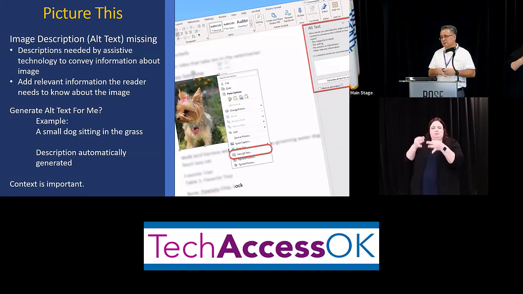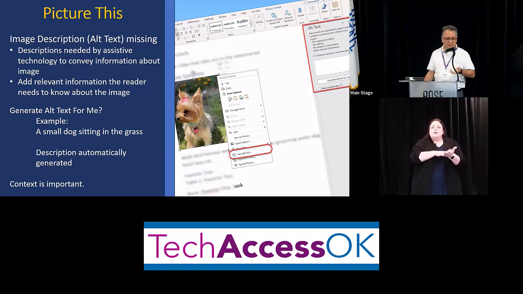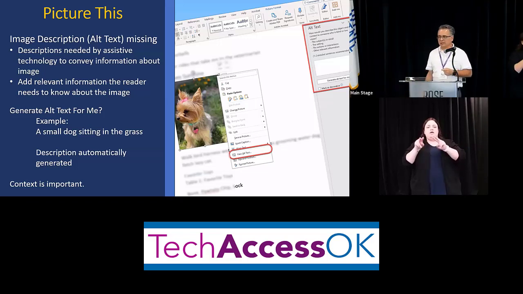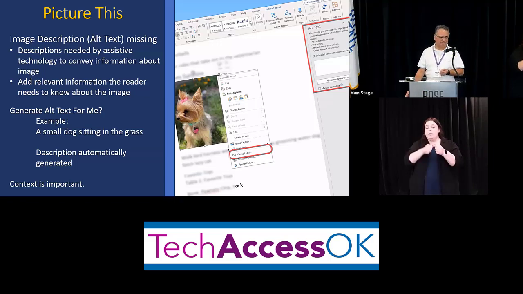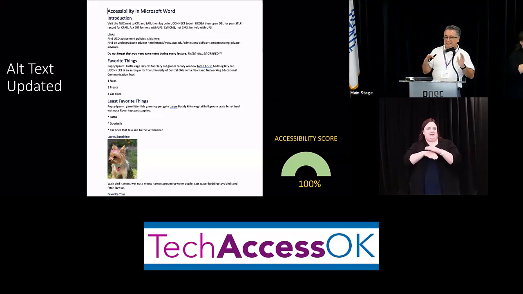So you chose the image for a reason, put why it's in that document, add that descriptive text. It's as simple as right-clicking the image, view alt text, and writing that description in. And remember, context is important. So we've updated the alt text, we've put the document in there, and now it's at 100%. Kinda.